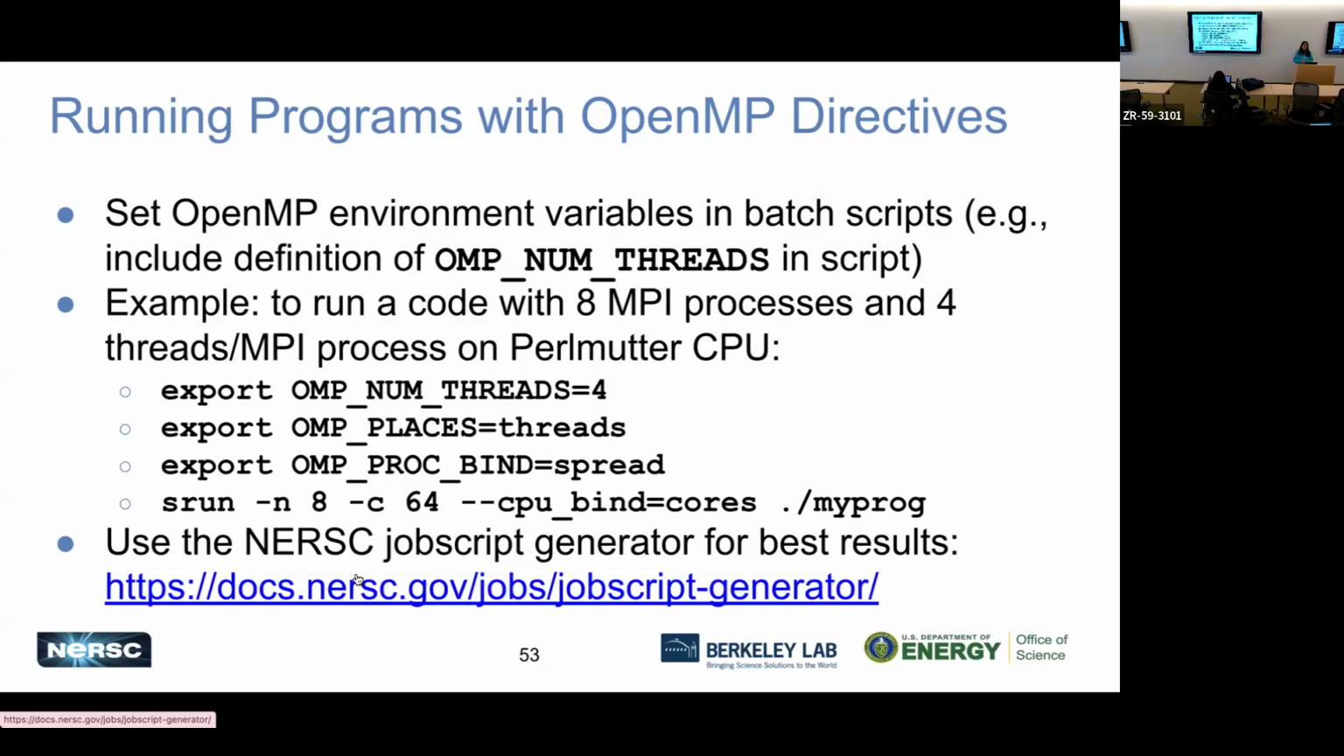We have a script generator, especially when you run hybrid MPI and OpenMP. In this example here, this is a standard way of setting it. srun -n 8, meaning you're running 8 MPI tasks, and each MPI task will run 4 OpenMP threads. Rebecca's going to talk more about hybrid MPI and OpenMP.